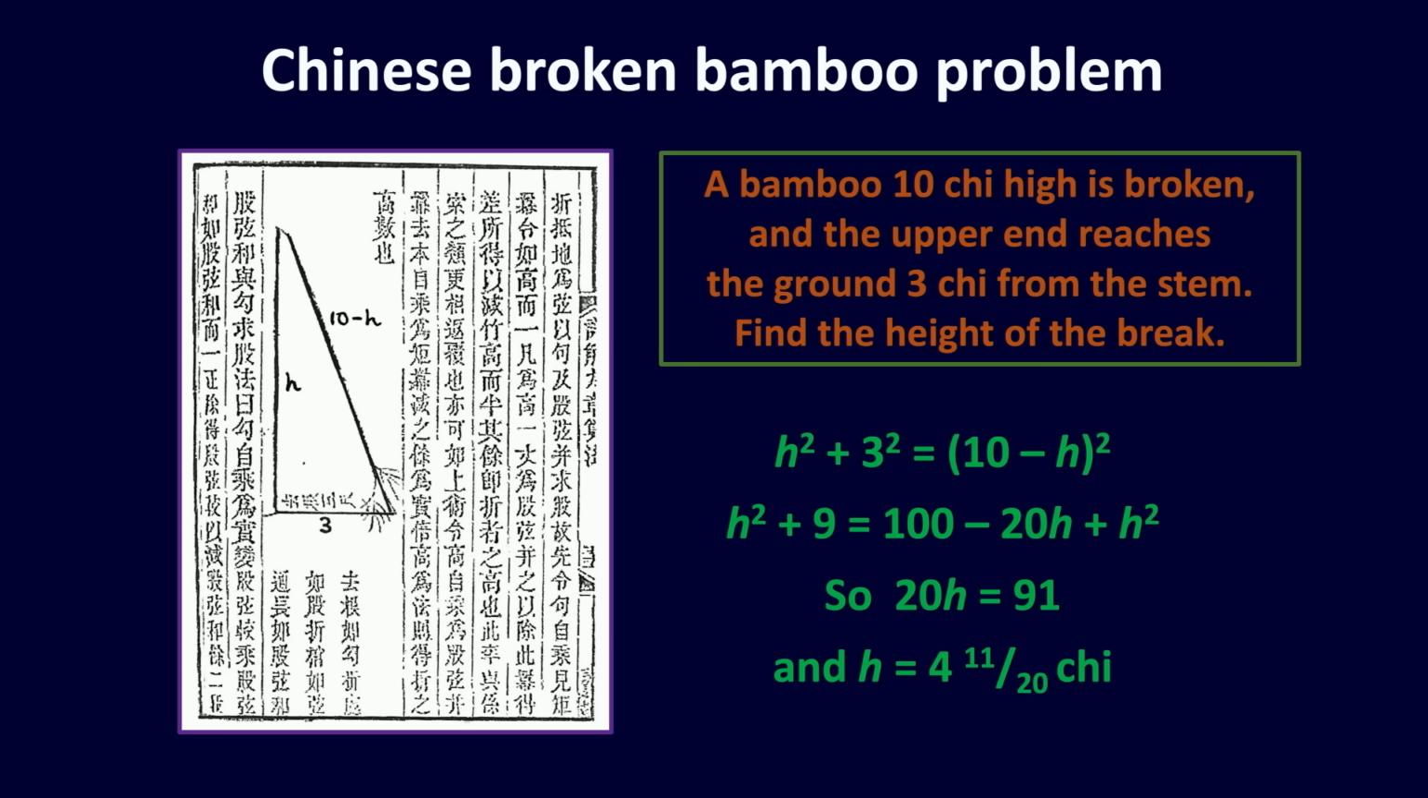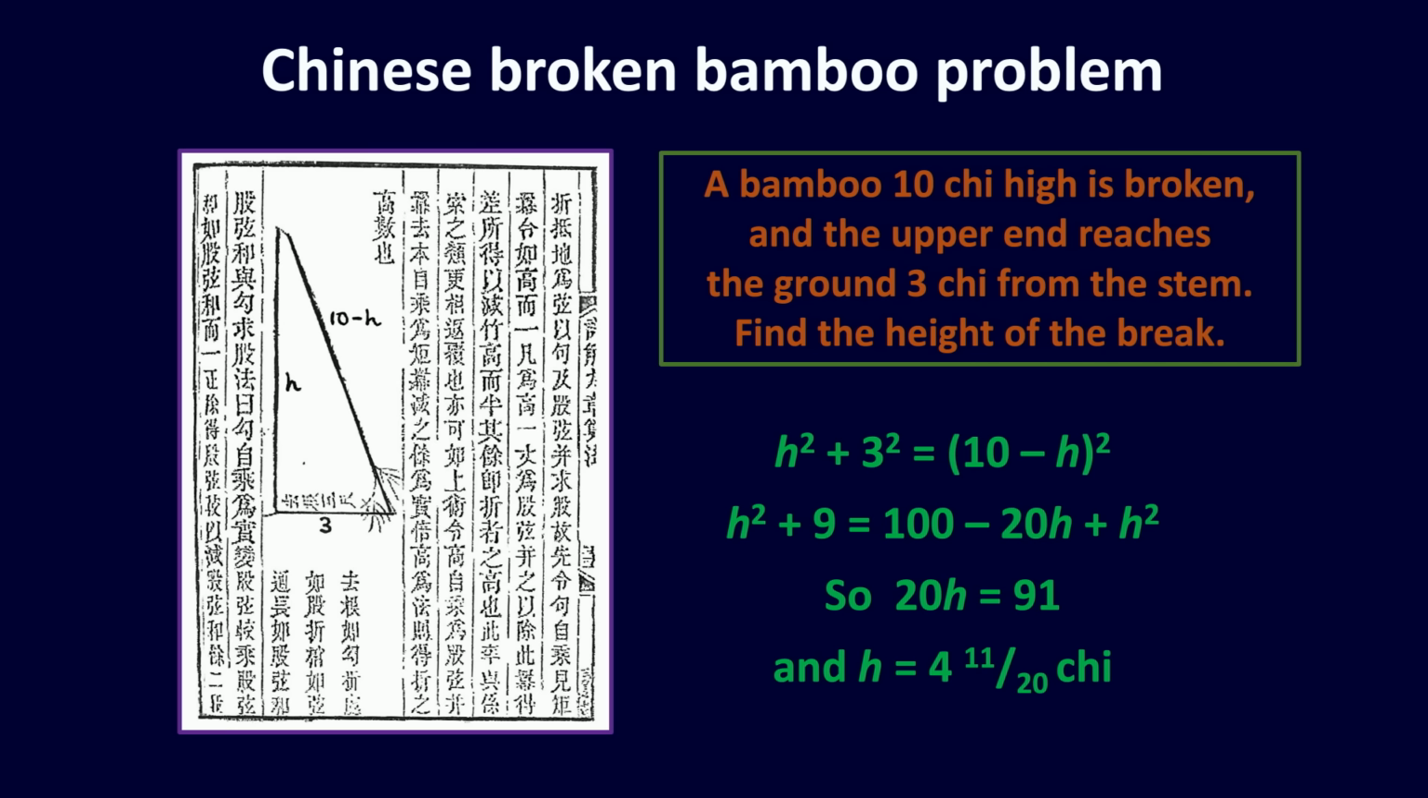The ancient Chinese were also familiar with the result, as illustrated by their broken bamboo problem shown here. A bamboo, 10 chi high, is broken, and the upper end reaches the ground 3 chi from the stem. Find the height of the break.